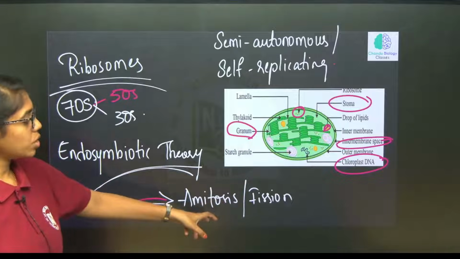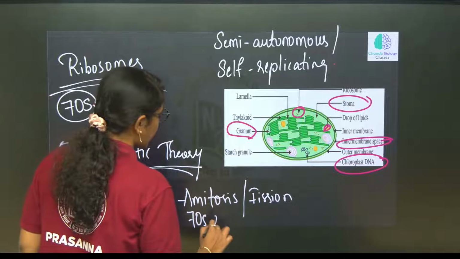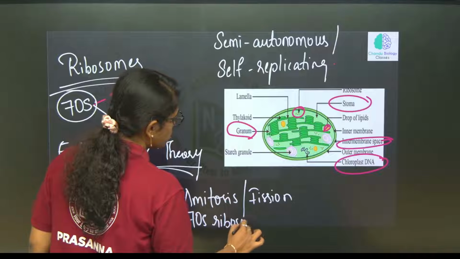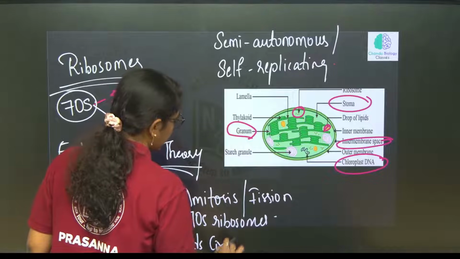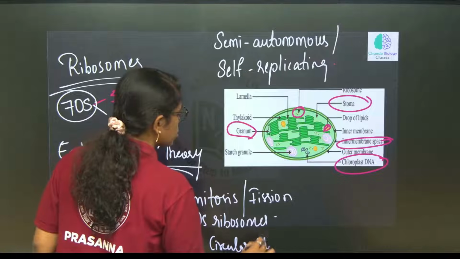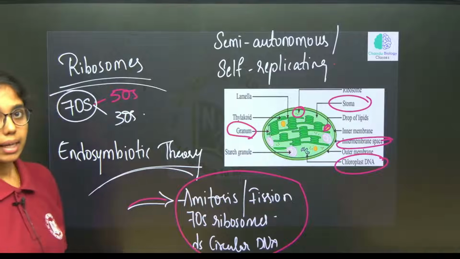So, the division is through what? Fission or amitosis, and they possess 70S ribosomes, and they also have double stranded circular DNA. These are characteristic features of prokaryotes which are also resembled by these two organelles. Clear, right?